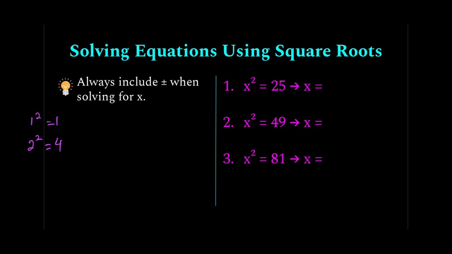It will be 5. And don't forget, we don't know if it was negative or positive. So we're going to write plus or minus, or negative 5 or 5. Number 2, x squared equals 49. What number multiplied by itself equals 49? Plus and minus 7. x squared equals 81, plus or minus 9.